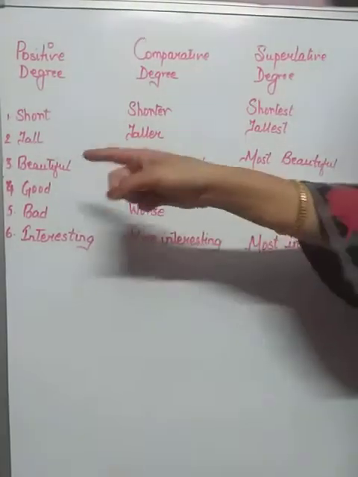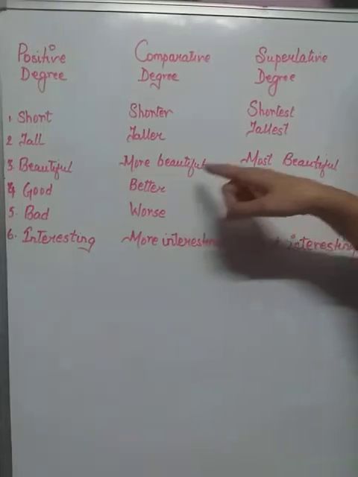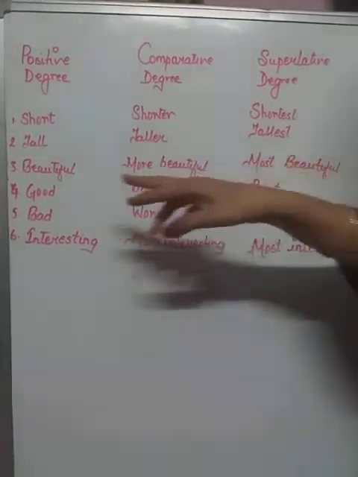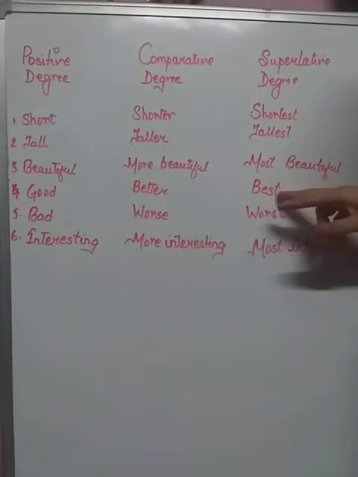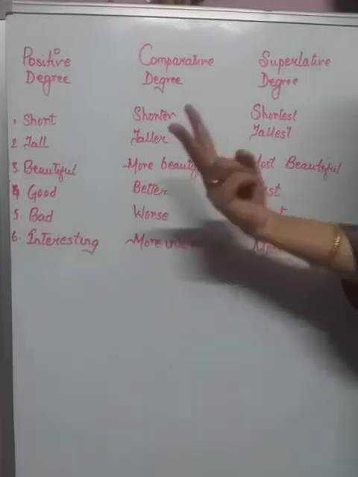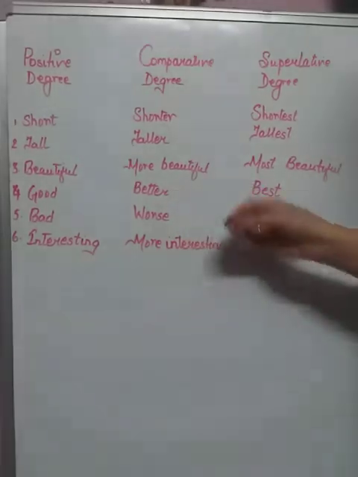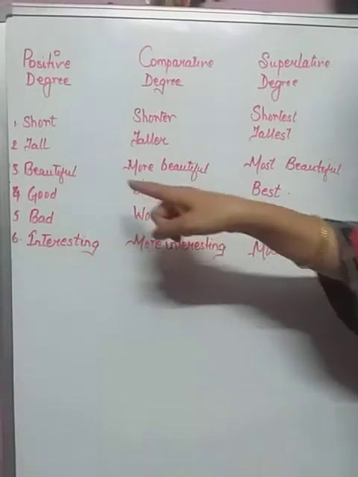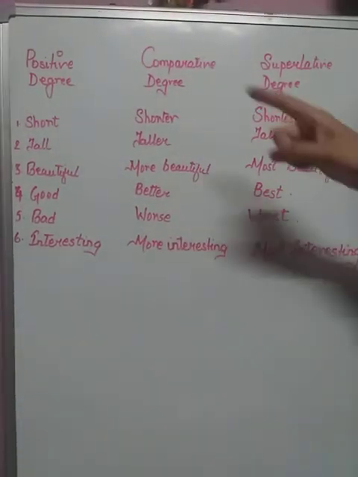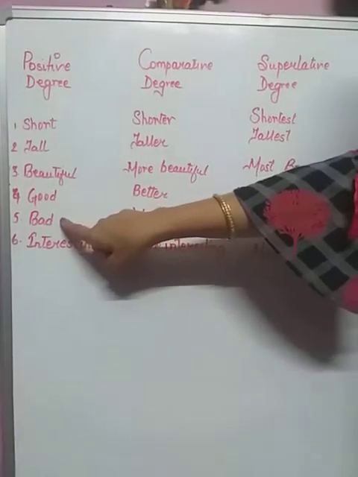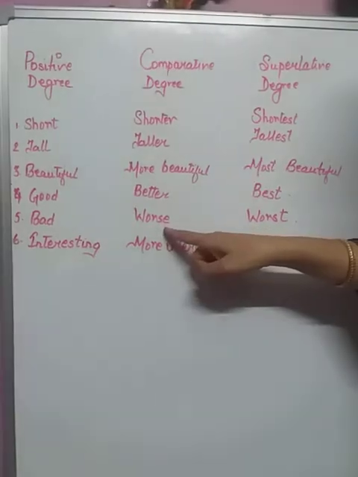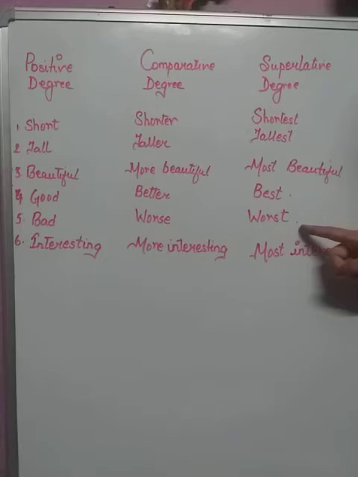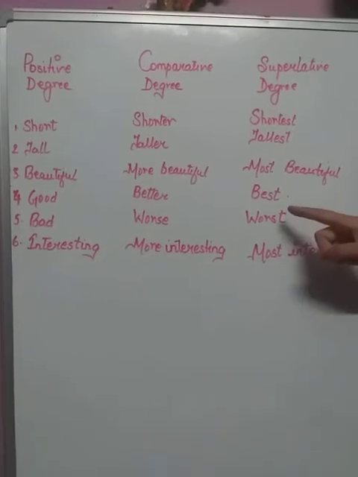Now, good, better, best. You don't say gooder, goodest. So you use good, better, best. When you are comparing two, you use better. When more than two, it is best. Now, bad, worse, worst. Bad is used when there is no comparison. When you are comparing two, you do not say better, you say worse. And when you are comparing the maximum, it is called worst.